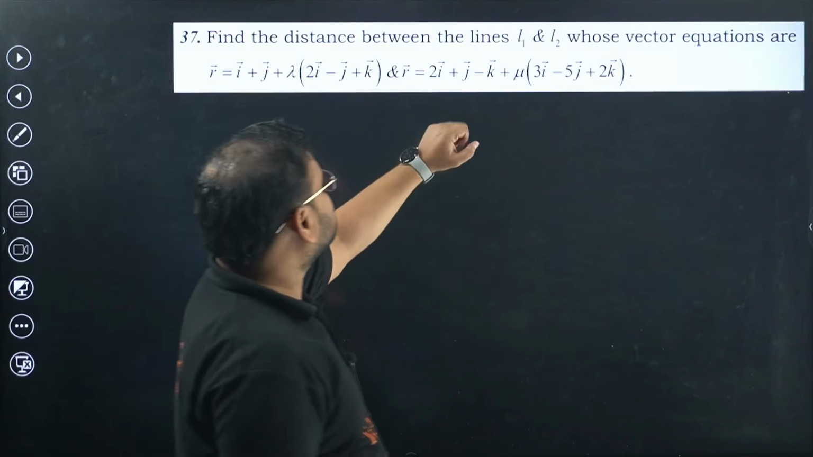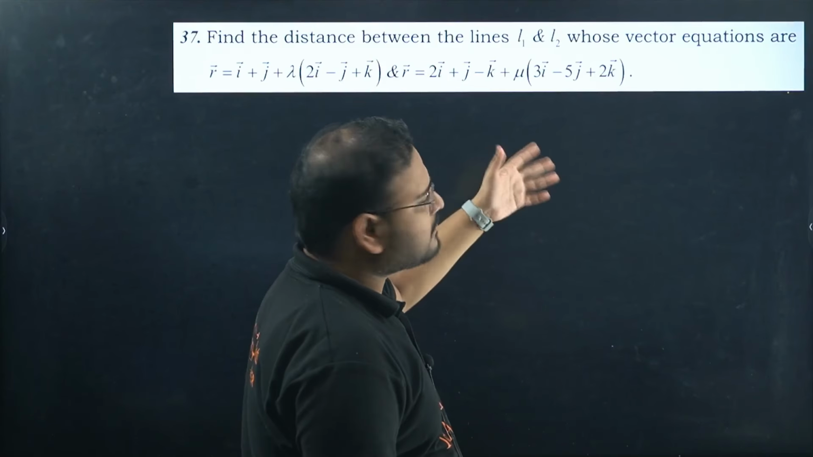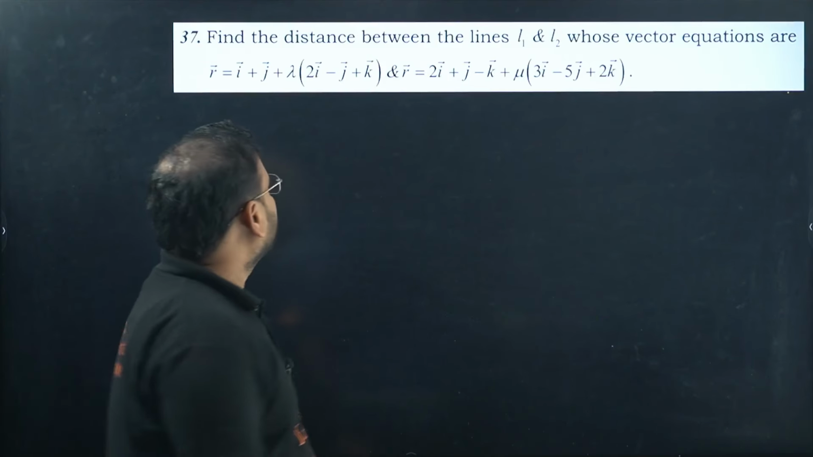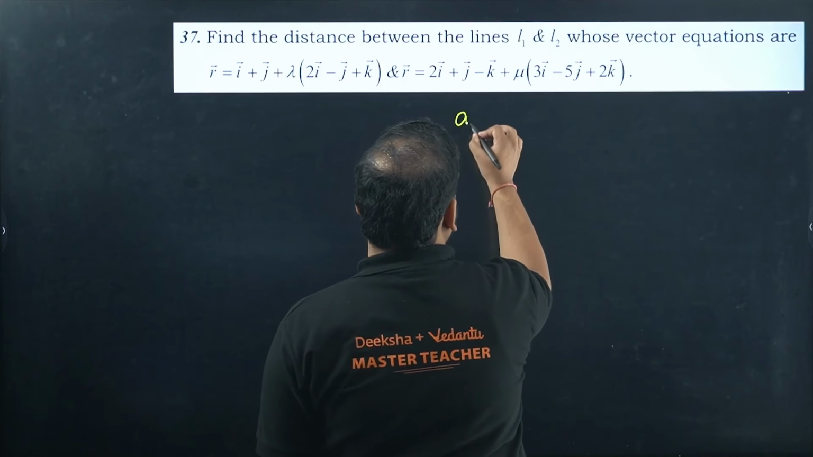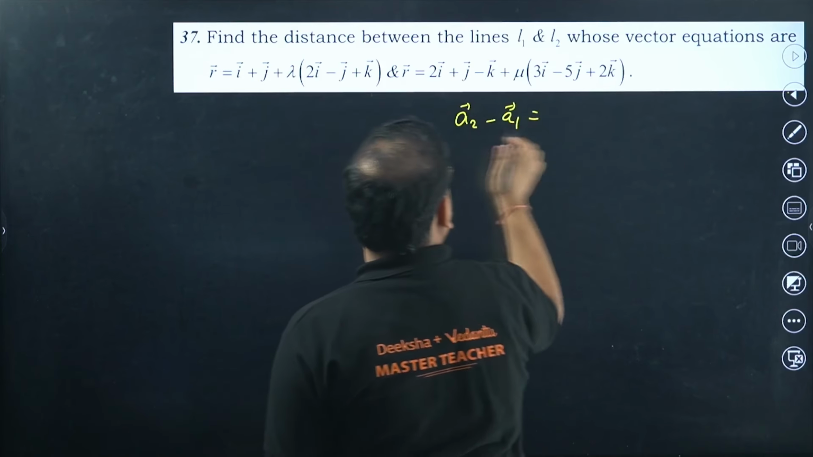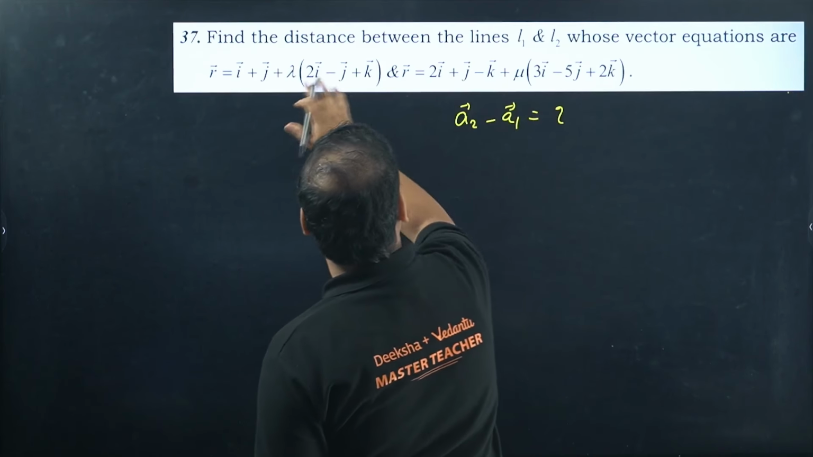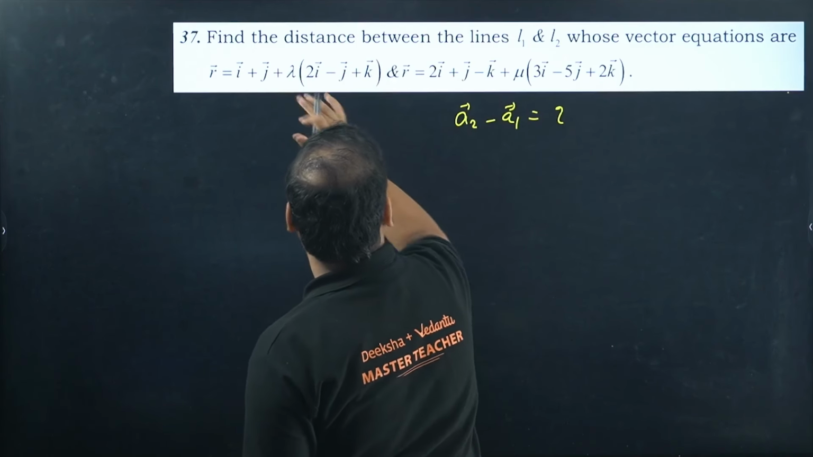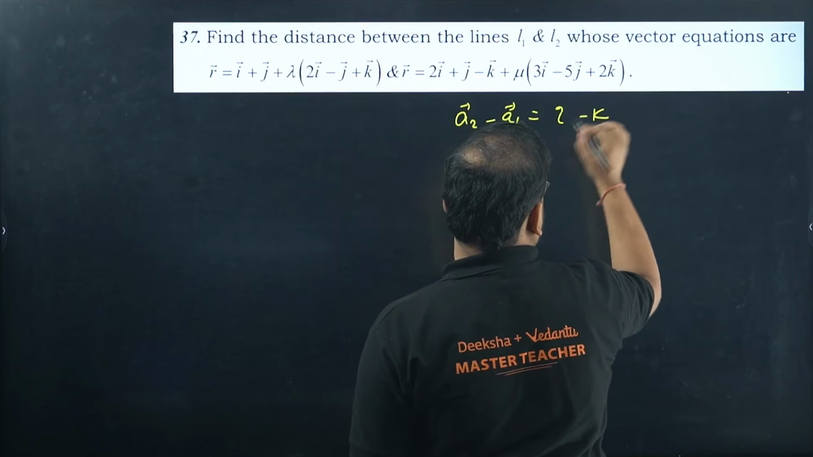37. Find the distance between the lines L1 and L2. Okay, we can apply the distance formula. Great, let's find A2 minus A1 first. And we get over here 2 minus I will be simply I. J and J will be cancelled, J minus J. And minus K minus 0 will be simply minus K cap.